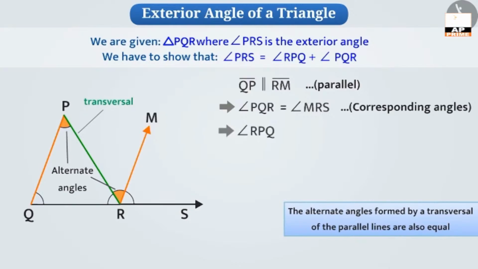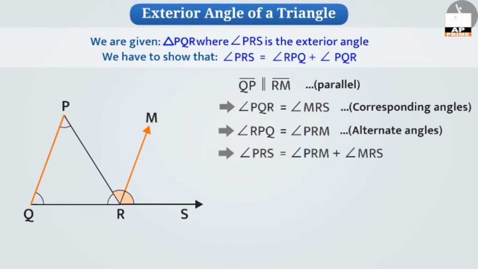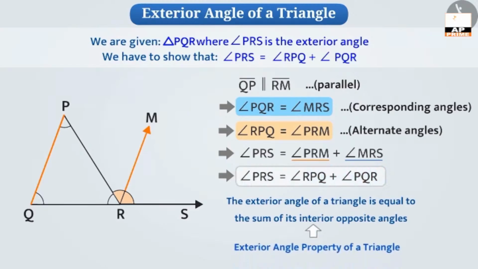If we talk about angle PRS, its measure is the sum of the measure of angle PRM and angle MRS, which we can write as angle PRS is equal to angle PRM plus angle MRS. If we replace angle PRM with angle RPQ and replace angle MRS with angle PQR, we will get angle PRS is equal to angle RPQ plus angle PQR. This verifies the fact that exterior angle of a triangle is equal to the sum of its interior opposite angles. The above relation between an exterior angle of a triangle and its two interior opposite angles is referred to as the exterior angle property of a triangle.